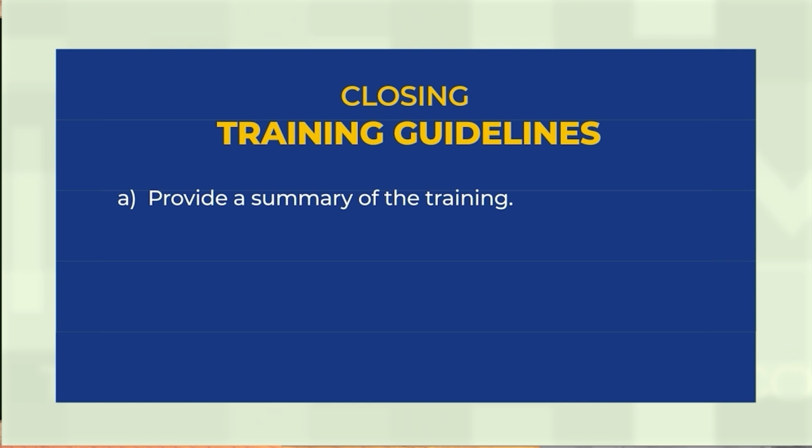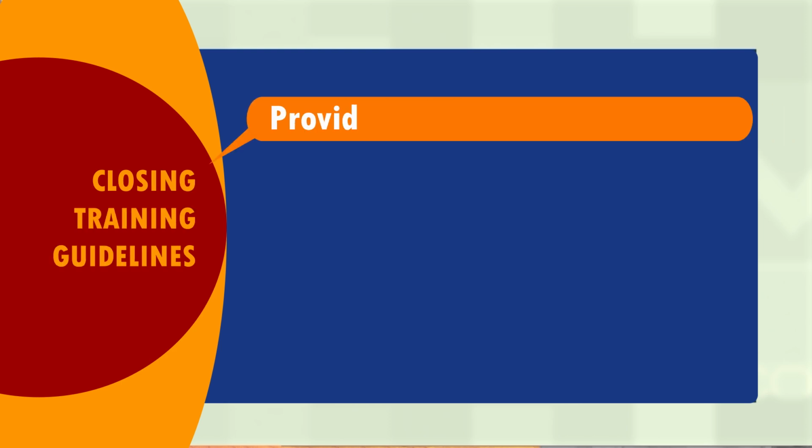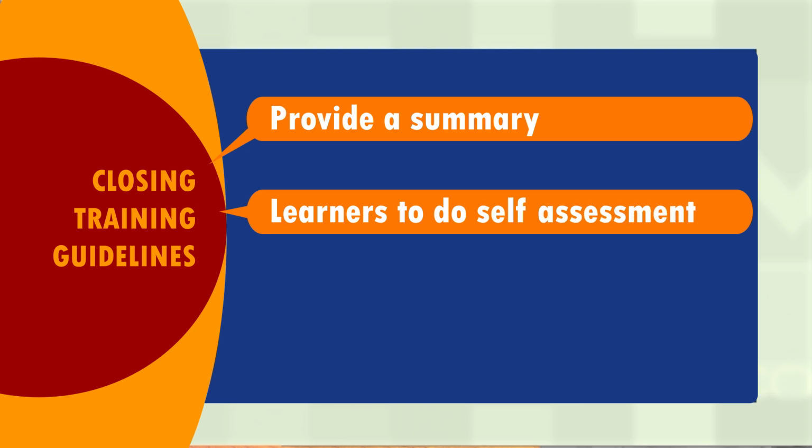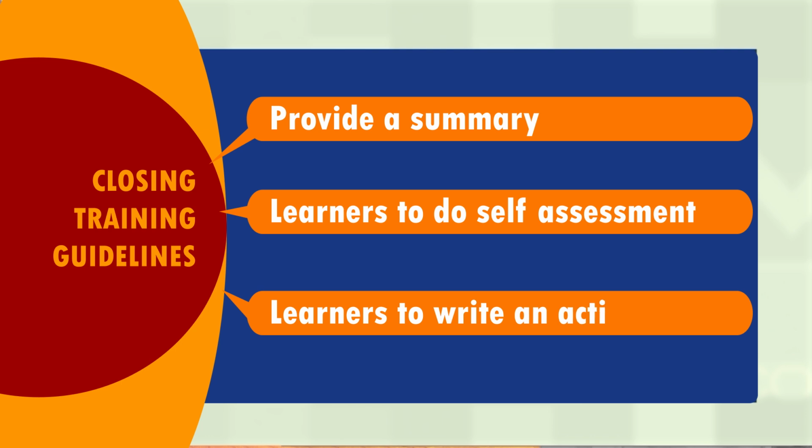In the closing of the training, the main task is to set the learners up to apply what they have learned in the real world. This could be through A. Provide a summary of the training. B. Encourage learners to do a self-assessment of their learning. C. Ask learners to write an action plan. Suggest that they write down their objectives, including timeframes and opportunities for practicing them.